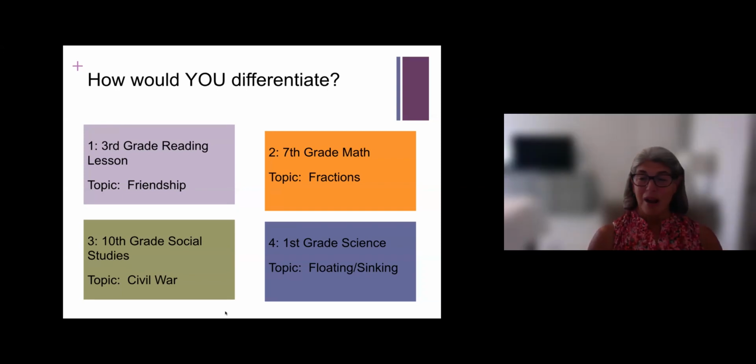Good, good. I'm proud of you. That's really good thinking. Let's look at group 4 and listen to what they have to say. First grade science, floating and sinking. Who would like to tell us about your ideas?